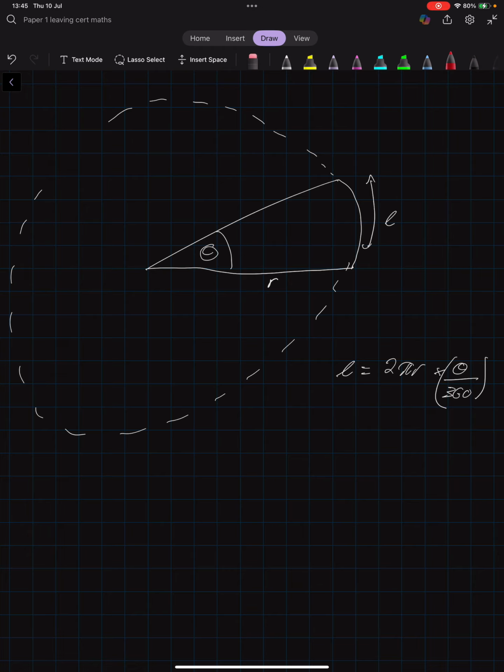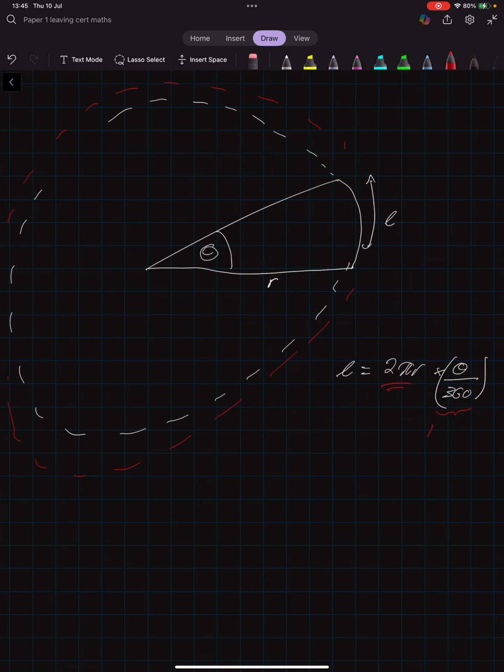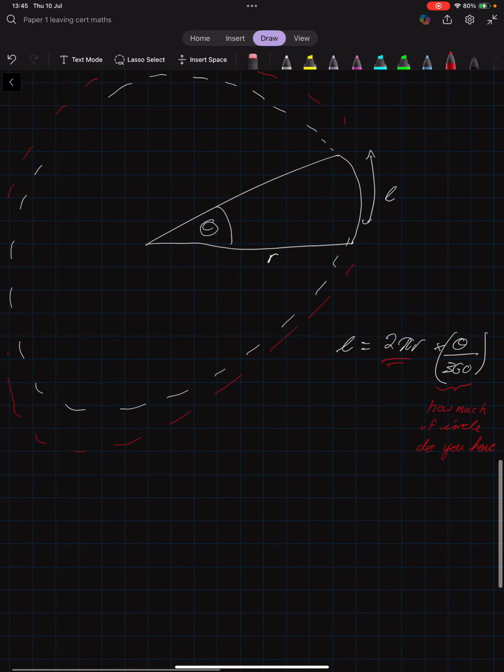So what you're saying is that 2 pi r is the full circumference, multiplied by how much of the circle you have. So if you had 180 degrees for theta, that basically means you have 180 out of 360, which is half. So 180 degrees in a sector is just half a circle, and therefore your circumference is half as long.